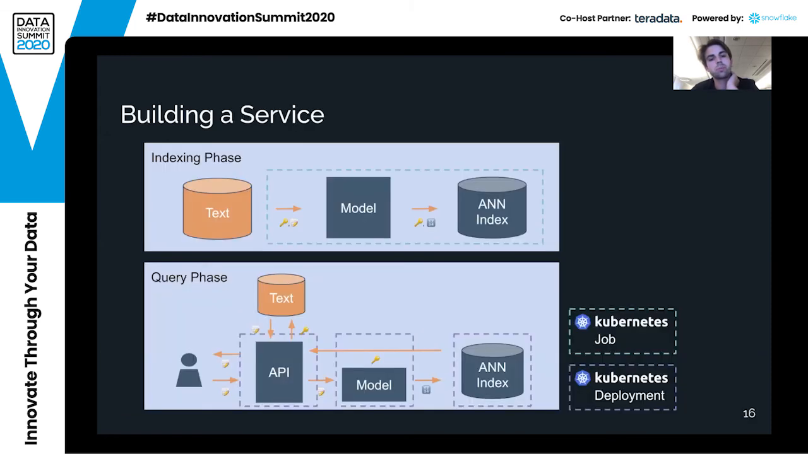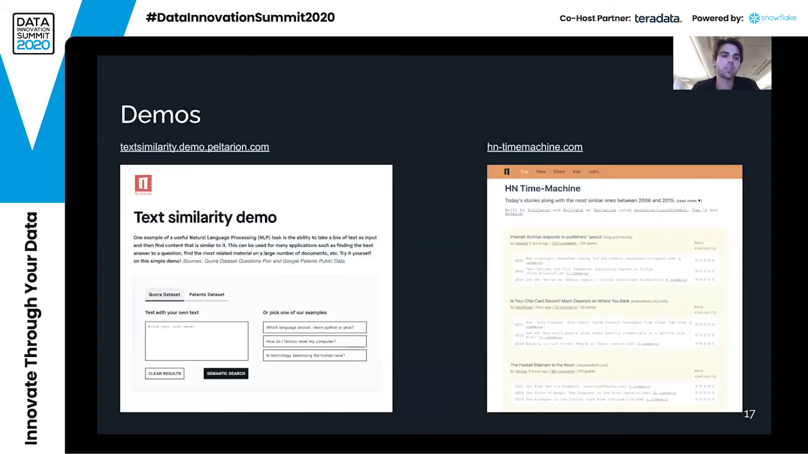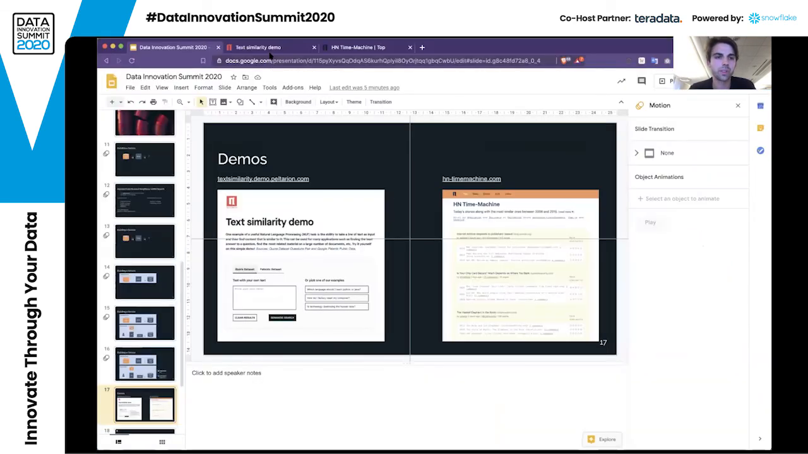So this basically is all I have for explaining the architecture of how to build a semantic similarity service. And I have some demos that use this, and I'm going to show two of them to you now.